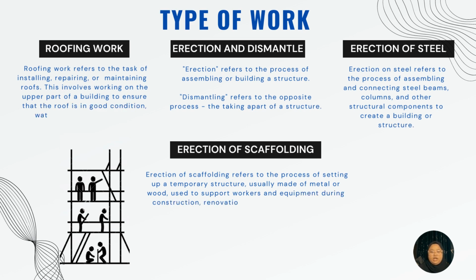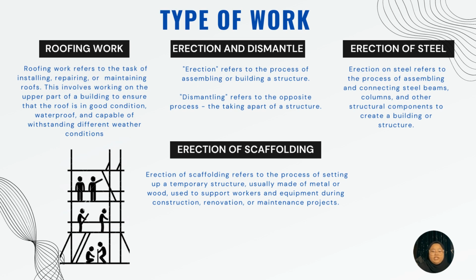Next is erection and dismantling. Erection refers to the process of assembling or building a structure. It usually involves putting together various components or parts to create a concrete structure. For example, the erection of a building, bridge, scaffold, or tower. Dismantling refers to the opposite process, the taking apart of a structure. It usually involves removing various components or parts to make the structure smaller or to completely dismantle it. Examples are a building, bridge, scaffold, or tower.